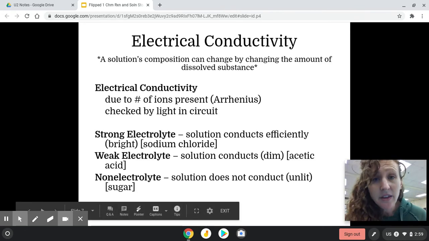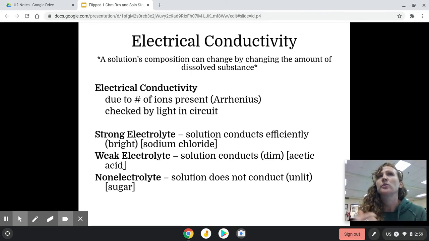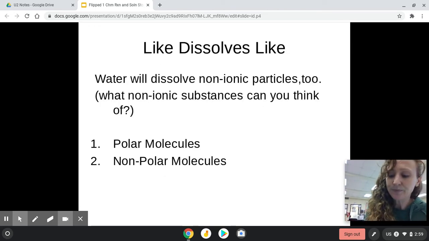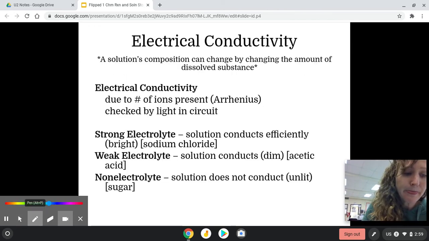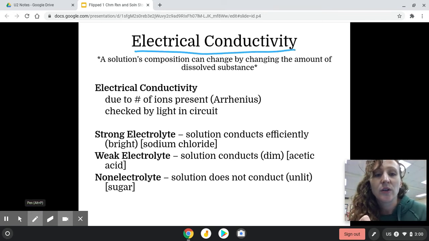Okay, another way to describe solutions is through electrical conductivity. As we're analyzing solutions and trying to figure out what's in them, one of the ways we can analyze them is through electrical conductivity. And in this, we need to do a couple definitions again.